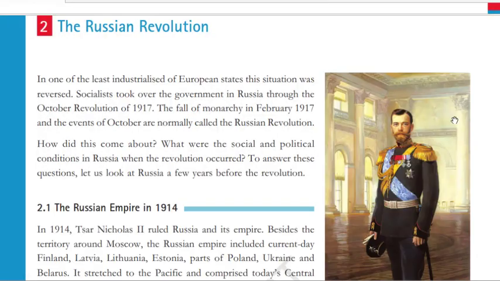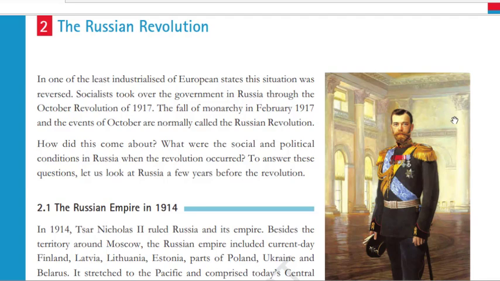Two, the Russian Revolution. In one of the least industrialized of European states, this situation was reversed. Socialists took over the government in Russia through the October Revolution of 1917. The fall of monarchy in February 1917 and the events of October are normally called the Russian Revolution. How did this come about? What were the social and political conditions in Russia when the revolution occurred? To answer these questions, let us look at Russia a few years before the revolution.